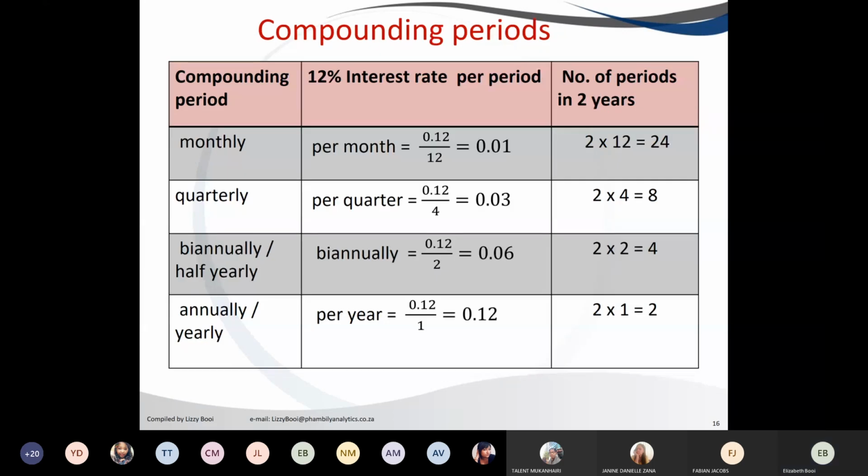This is just an example of what I just alluded to from the formula. Remember to divide your interest by the compounding periods. For example, if my interest is 12% and my compounding period is monthly, I will divide my interest rate by 12 and I get 0.01. And because I'm multiplying my period with the compounding periods, if it's monthly and my period is 2 years, it will be 2 times 12, which gives me 24. You just need to remember all this.